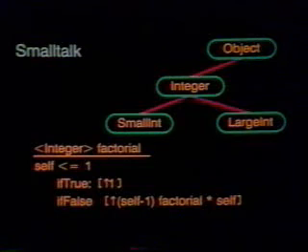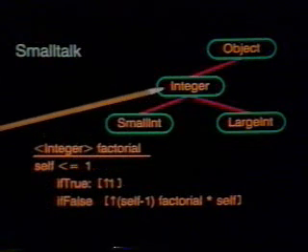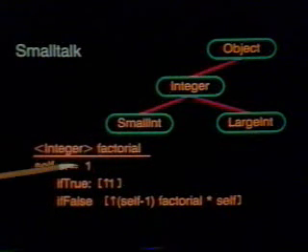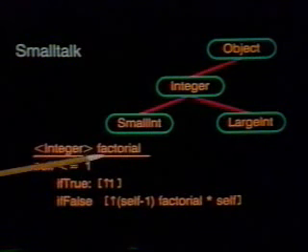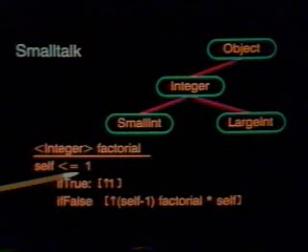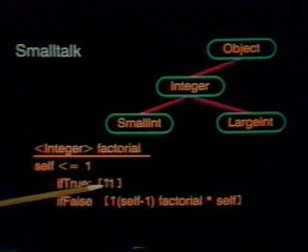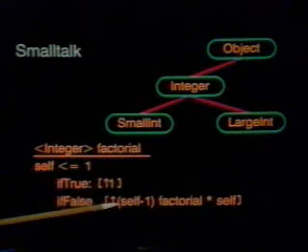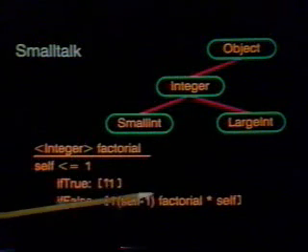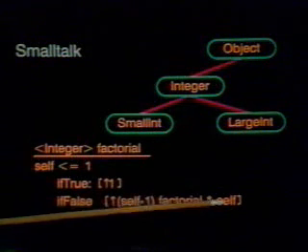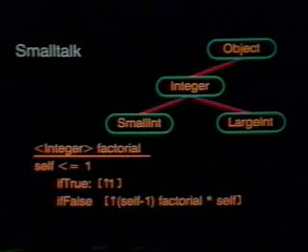Here's an example of factorial. And here's a simple description for how if you send a message factorial to an integer, then it says, am I less than or equal to 1? And if that's true, then return the result 1. If it's false, then return myself minus 1's factorial multiplied by myself. So this is a recursive definition of factorial.